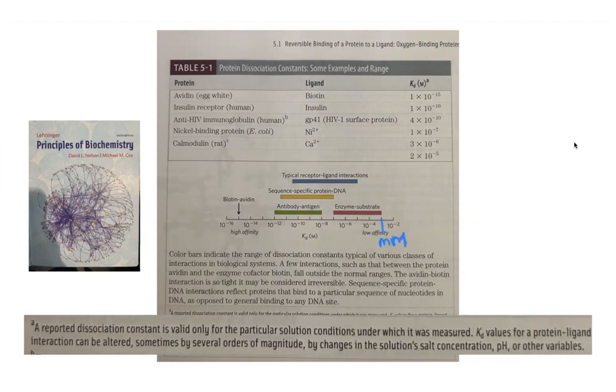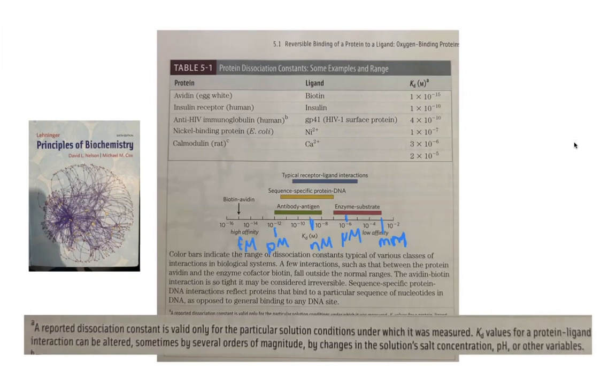If we're talking about 10 to the minus 6, this is going to be our micromolar. 10 to the minus 8, that's going to be our nanomolar. 10 to the minus 12, that's going to be our picomolar. And now we're talking about all the way down into the femtomolar range, which is really, really ridiculously tight. And because remember, the smaller the value, the tighter the binding.